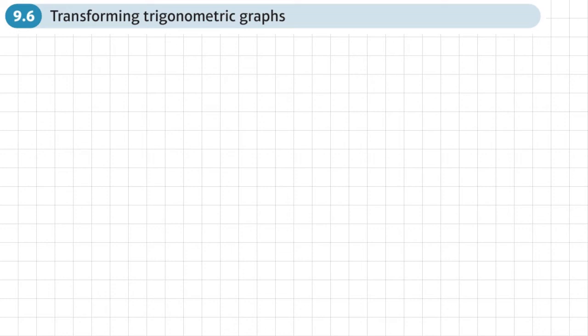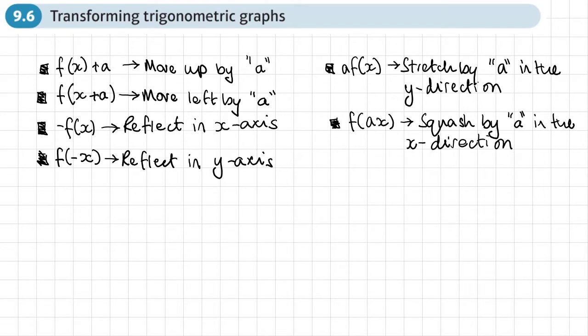This is the sixth and final section of chapter 9 on trigonometric graphs, and this section is about transforming trigonometric graphs. So the first thing I'm going to start off with is just a reminder of all the different types of transformations. So these are the transformations that we are going to apply to trig graphs. Some of them may require a little bit of rearranging beforehand so that we can easily see one of these types of transformations.